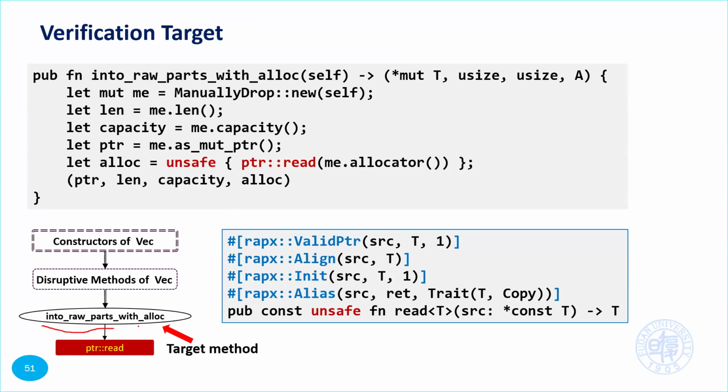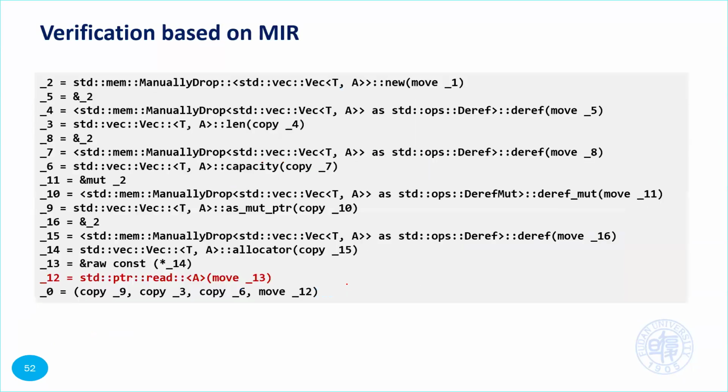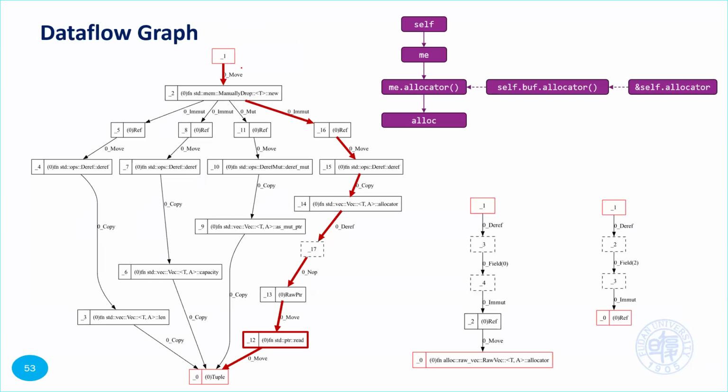Suppose the verification target is into_raw_path_with_alloc. This is the function we are trying to target in the verify-std task. It contains one unsafe call, ptr::read. We already know that ptr::read has four safety tags. And then, because it's unsafe, we have to verify that the four tags can be satisfied by the method. Our verification is based on the MIR, so we can generate the data flow graph based on the MIR.